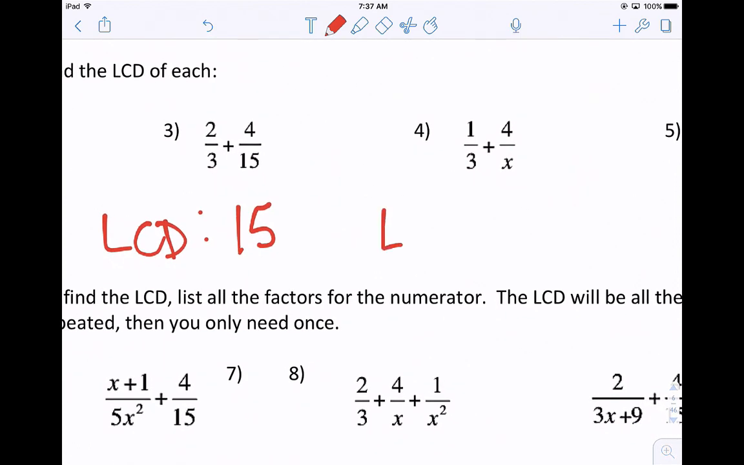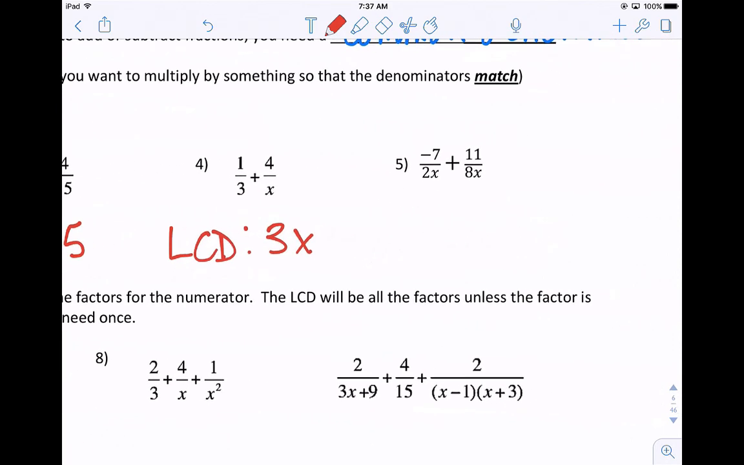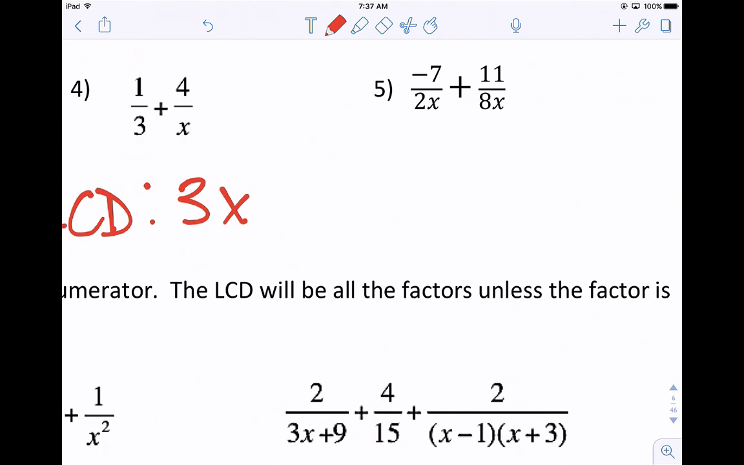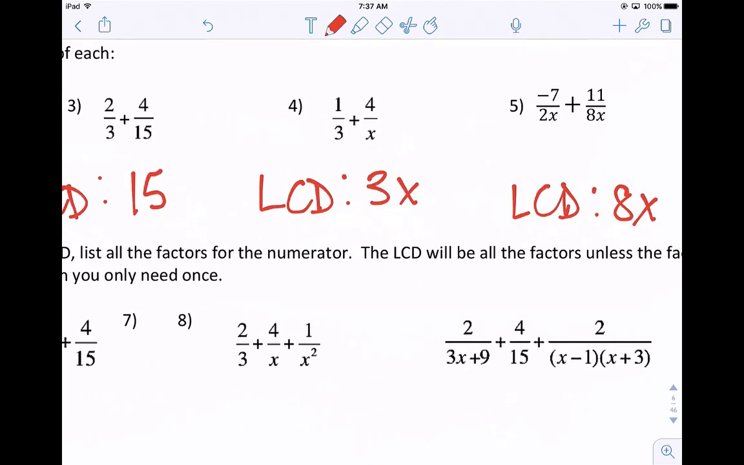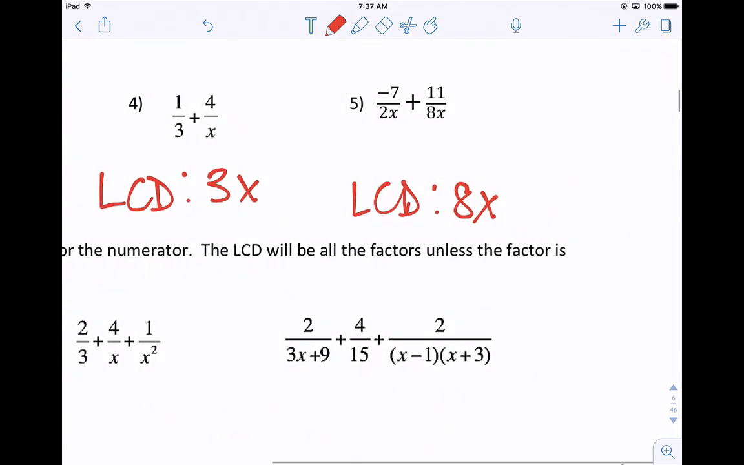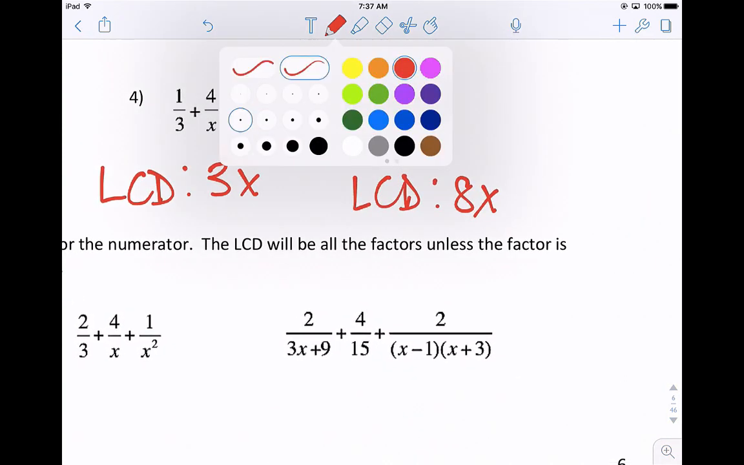How about 3 and x? What's the smallest number that 3 and x can both go into? That would be 3x. How about 2x and 8x? What's the smallest number that 2x and 8x can go into? That would be 8x. So in class, what people notice, hey, is it just always the biggest number? It sometimes is, but sometimes isn't.